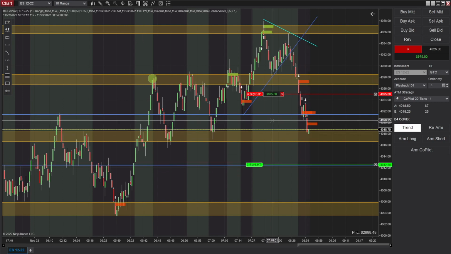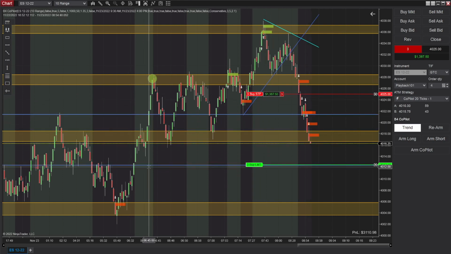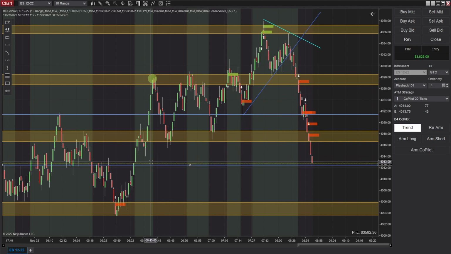Worked out very aggressively, took out our first target, working on down, takes out our second target, puts us at $3,592.36, guys. That is a great trade.